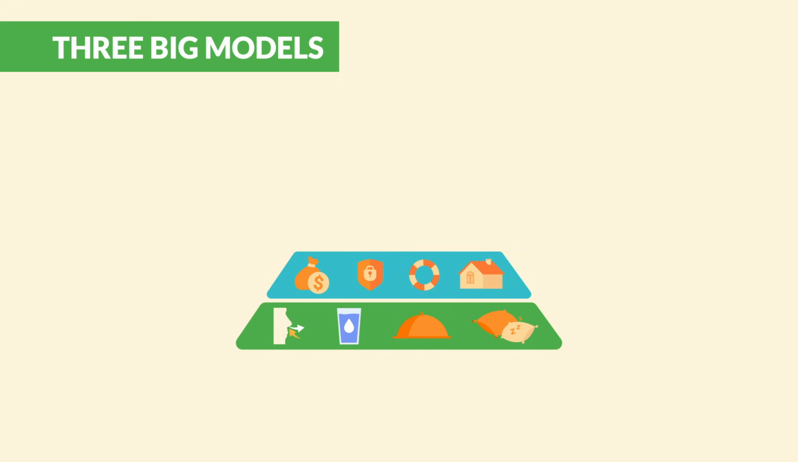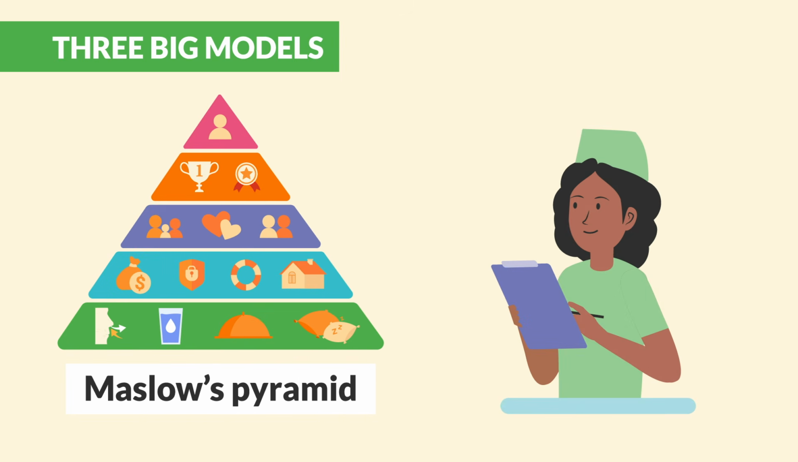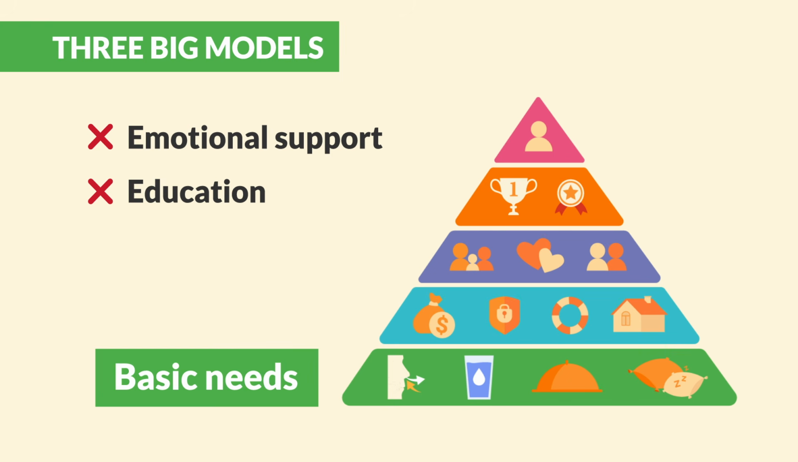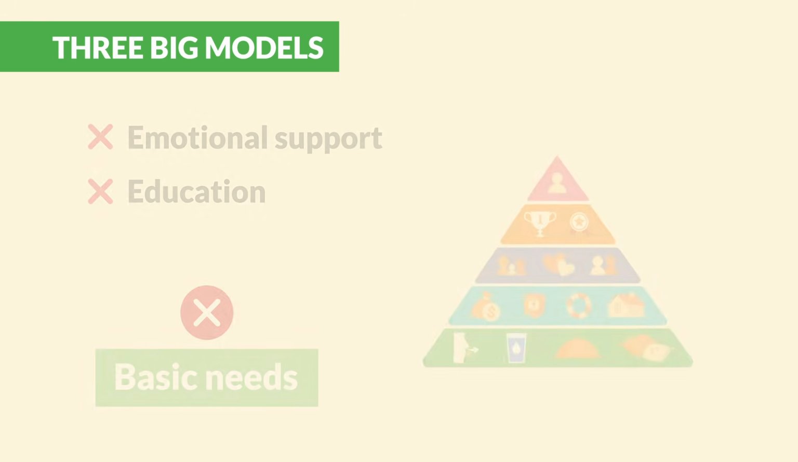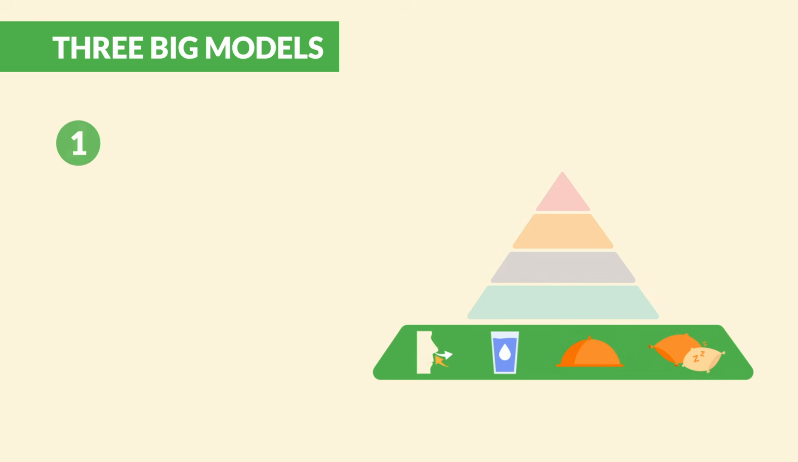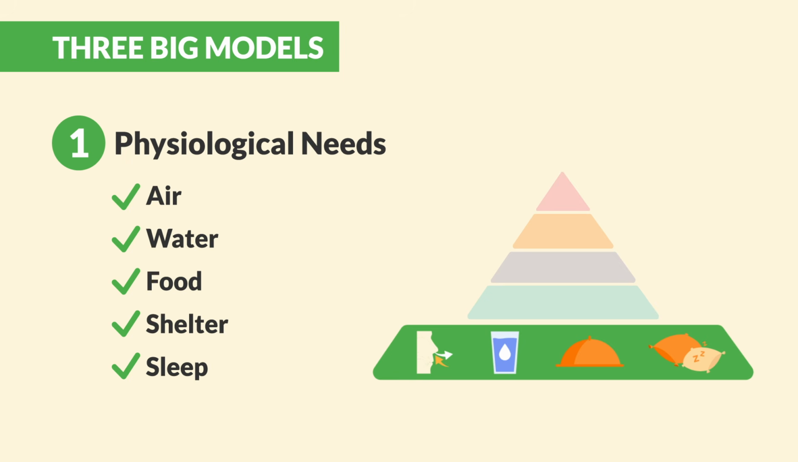Number two is Maslow's hierarchy of needs, where we prioritize basic needs first. So, Maslow's pyramid teaches us that people have layers of needs. You can't focus on emotional support or education if the person's basic survival needs aren't met. So, let's cover the levels from bottom to top. At the bottom or the foundation is physiological needs. This means airway, water, food, shelter, and even sleep. These must be met first.